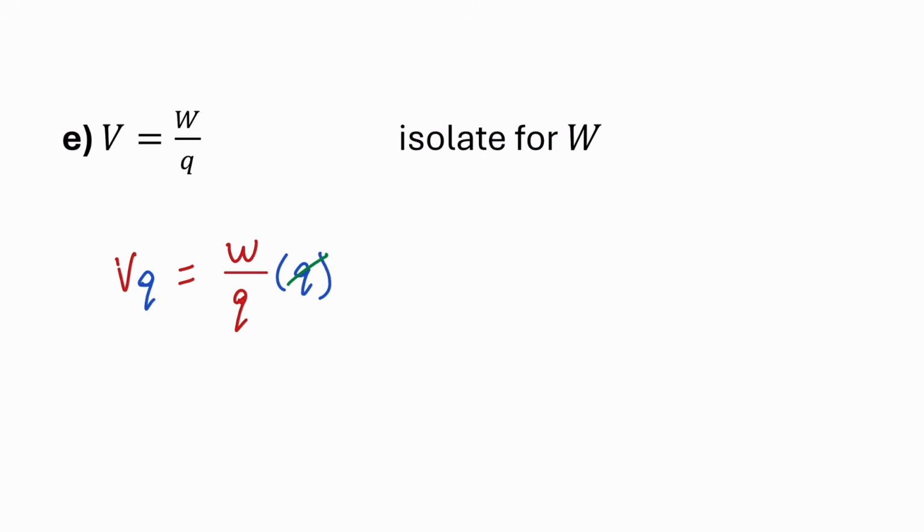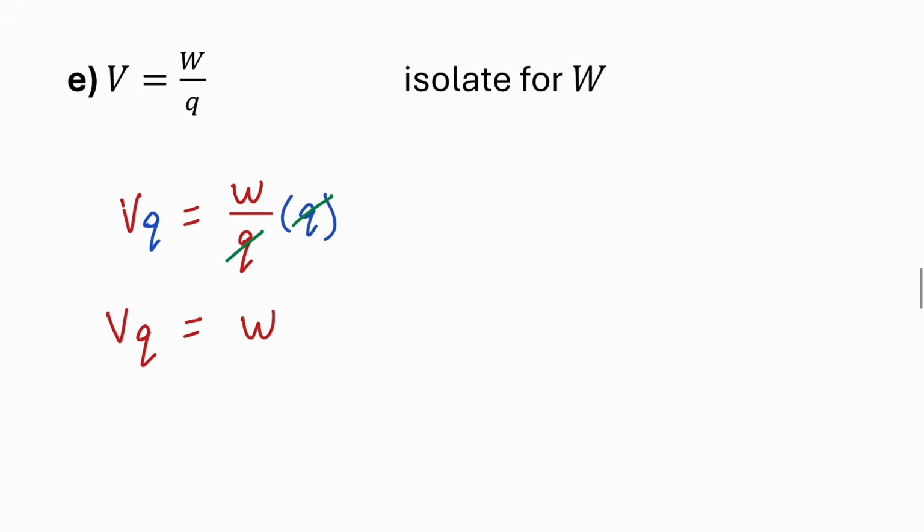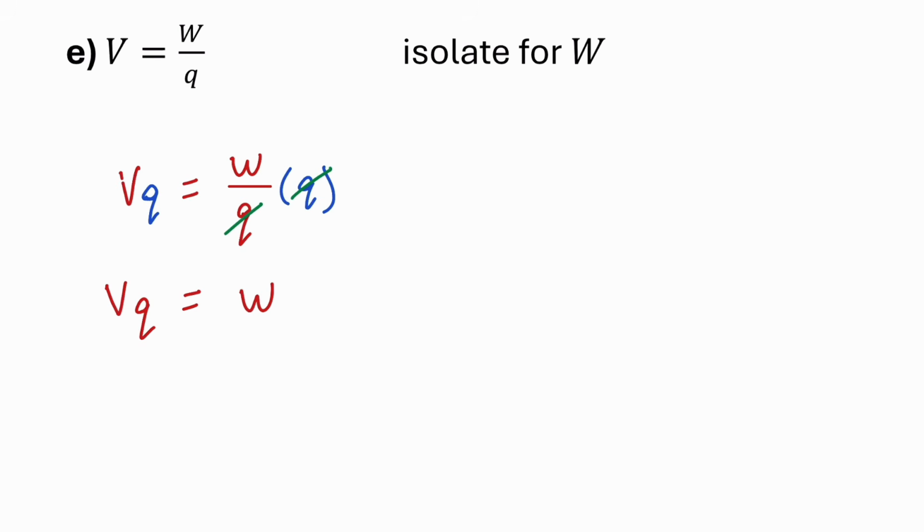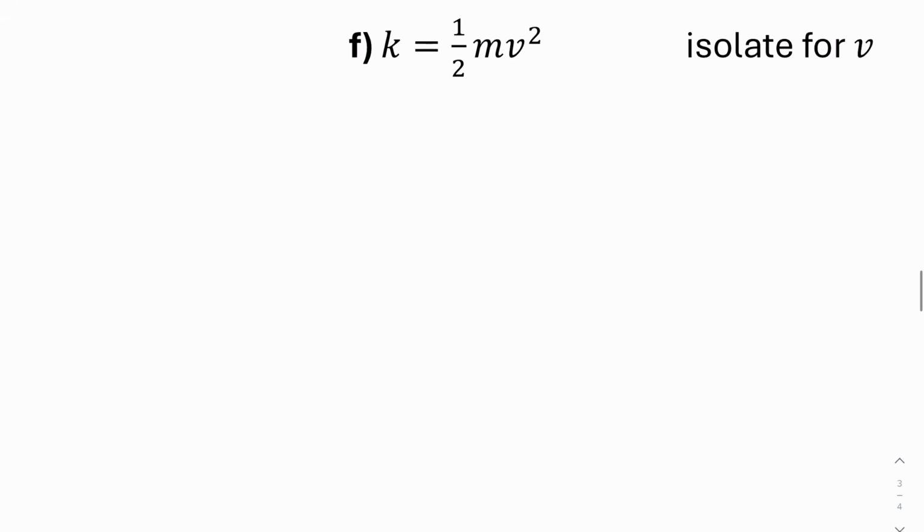On the right side, q divided by q is 1, they can cancel out. So on the right, all we have left is w. The w is now isolated, but I'll rewrite it with the w on the left. And now one last one.